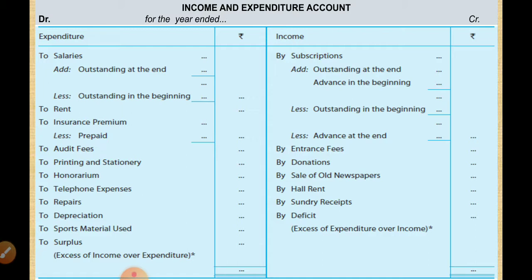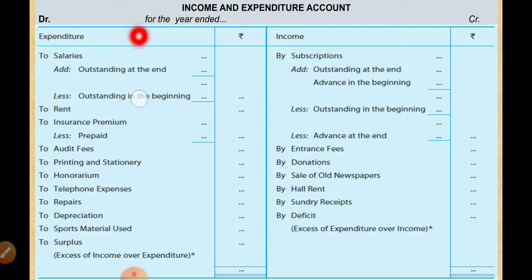So if you have any current year's outstanding salary which we have to pay but have not yet paid, it will be added to salary. This will appear in the adjustments in your question, and this salary appears in the payment side of your receipts and payment account. From there we get these figures.